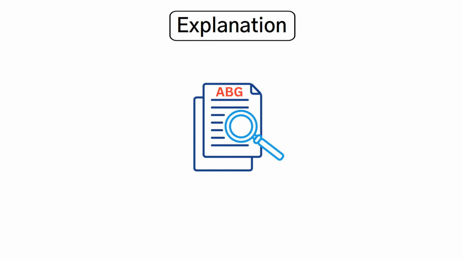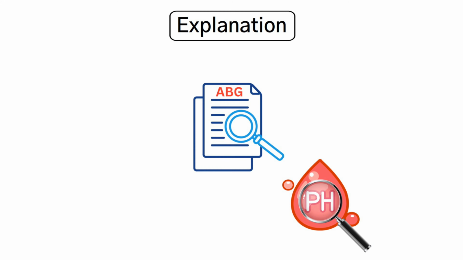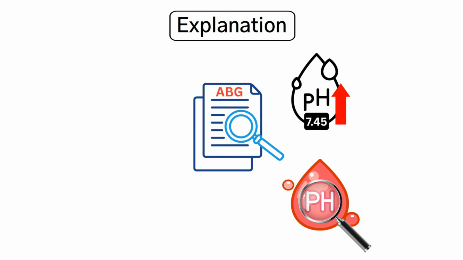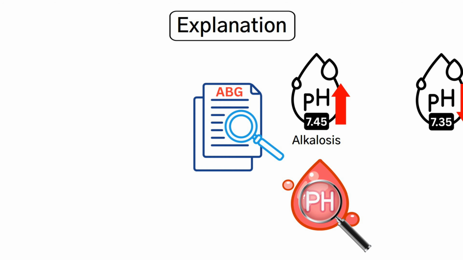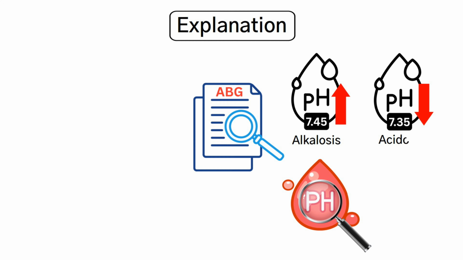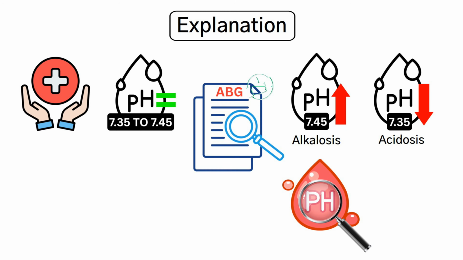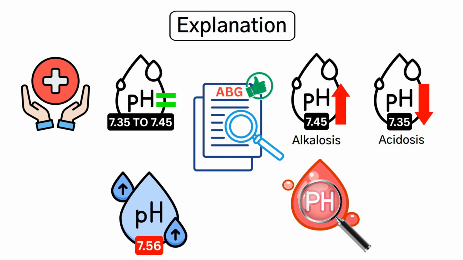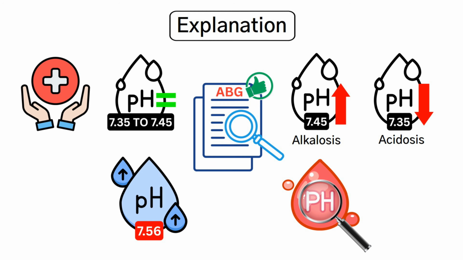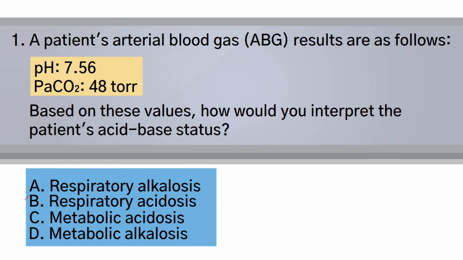Explanation. When interpreting an ABG, the first step is to analyze the pH. A pH greater than 7.45 indicates alkalosis, while a pH lower than 7.35 indicates acidosis. If the pH falls within the normal range of 7.35 to 7.45, it suggests either full compensation or a normal ABG. In this case, the pH is elevated at 7.56, which confirms that alkalosis is present. That immediately rules out respiratory acidosis and metabolic acidosis.